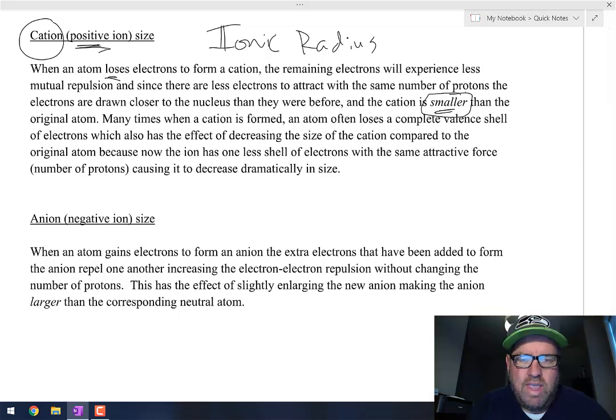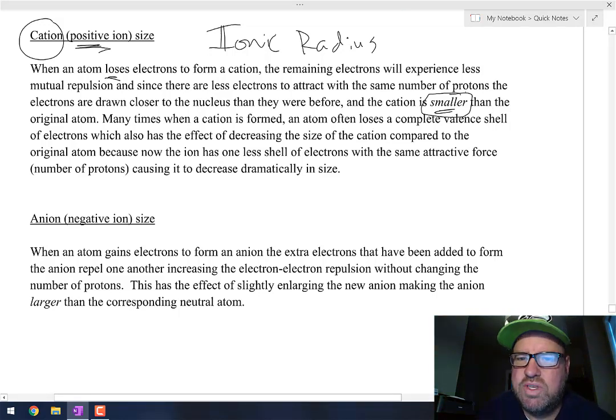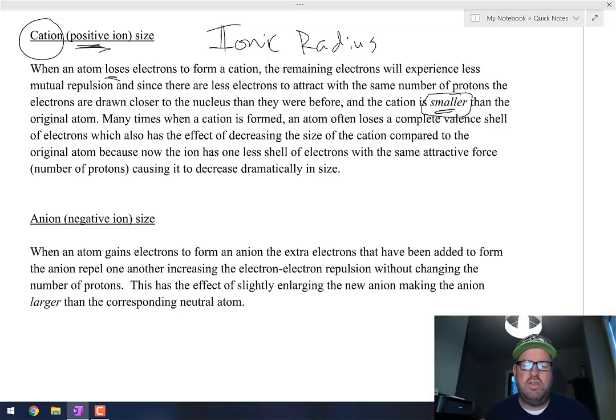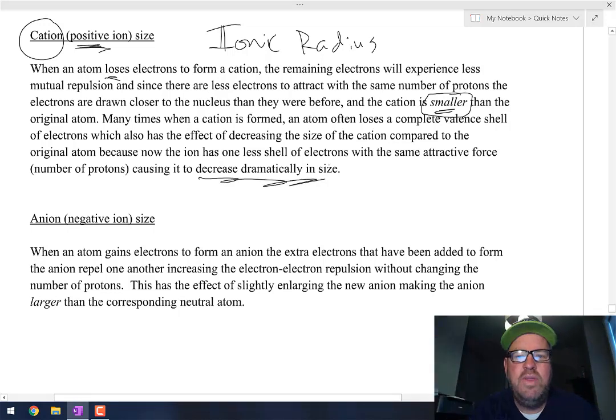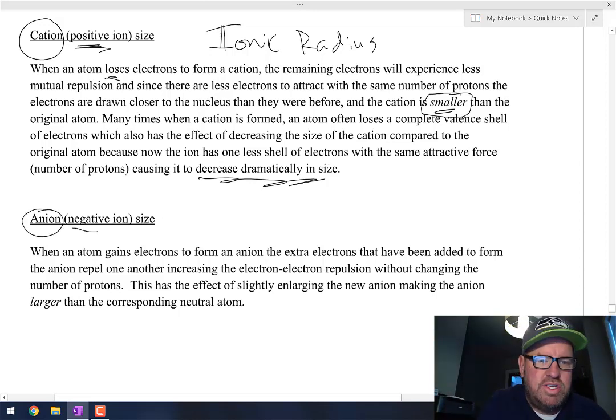Many times when you form a cation, you actually lose an entire valence shell. So if you lose the whole valence shell, if you had 3 shells and now you only have 2, so now you have the same number of protons, but now only 2 shells of electrons, they get way, way smaller. Okay, and so yes, a positively charged ion always gets smaller, but if you lose a whole shell where now you have less electrons to attract, the same number of protons and fewer shells, you get the decrease is dramatically smaller in size. Okay, and the opposite's also true when you have an anion, which is a negatively charged ion.